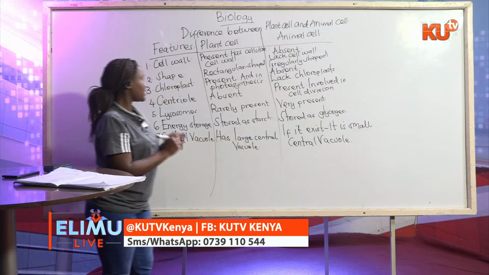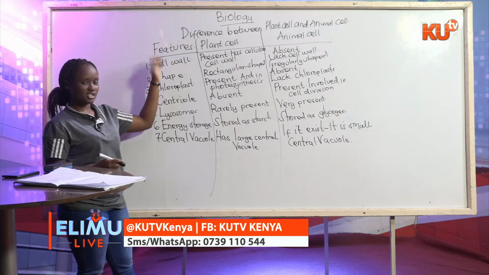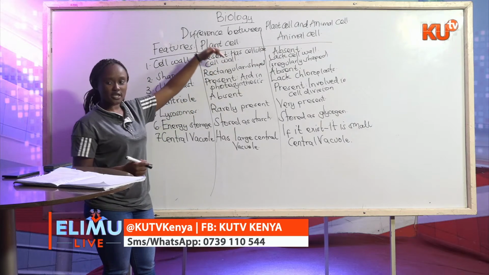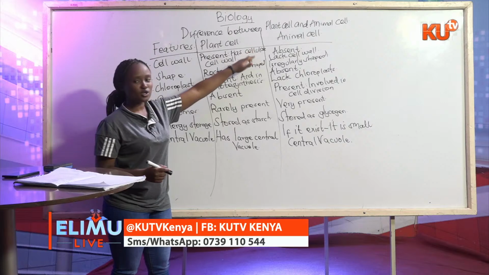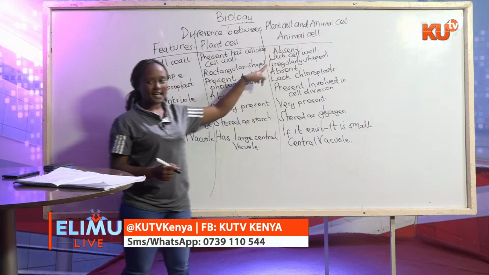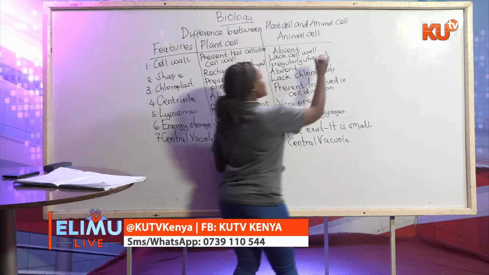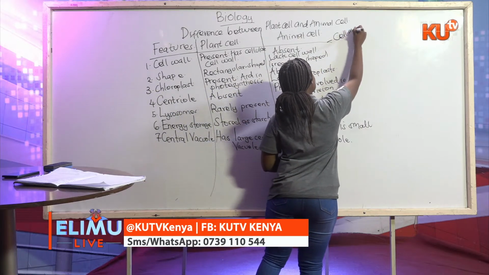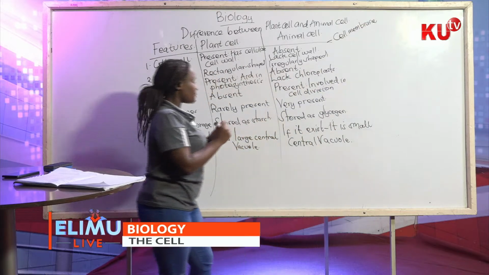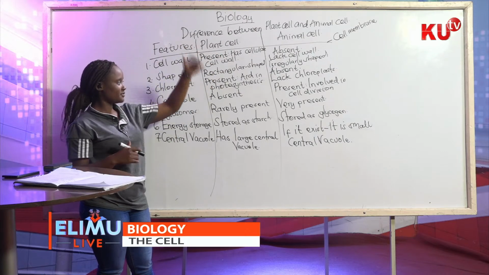Now, here are the differences between plant cell and animal cell. We have the features. We have the cell wall. In plant cell, the cell wall is present and it is made up of cellulose. In animal cell, we lack the cell wall. So in animal cell, we start with the cell membrane. But here in plant cell, we have the cell wall.